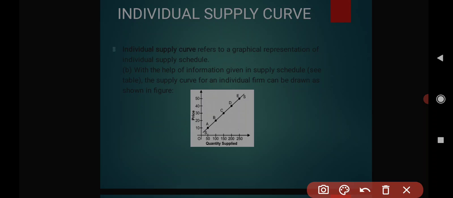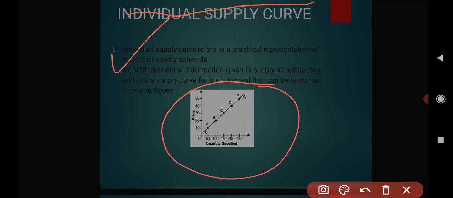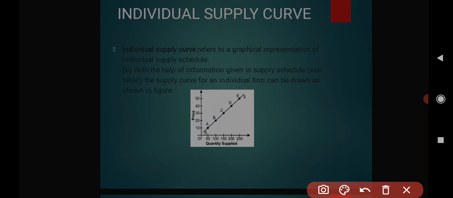Individual supply curve refers to a graphical representation of individual supply schedule. With the help of information given in the supply schedule, the supply curve for an individual firm can be drawn as shown in the figure. You see that the supply curve is upward sloping from left to right, showing a positive relationship between supply and price.